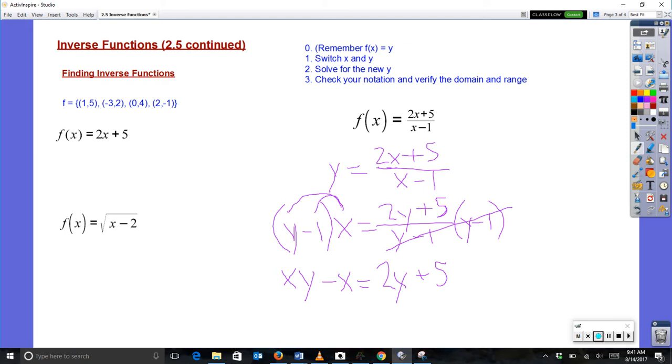Now, how do you get multiple y's and reduce them down to one y? Well, what we do is we want to group the terms that have a y on the same side. So what I'm going to do is subtract 2y over to the left.